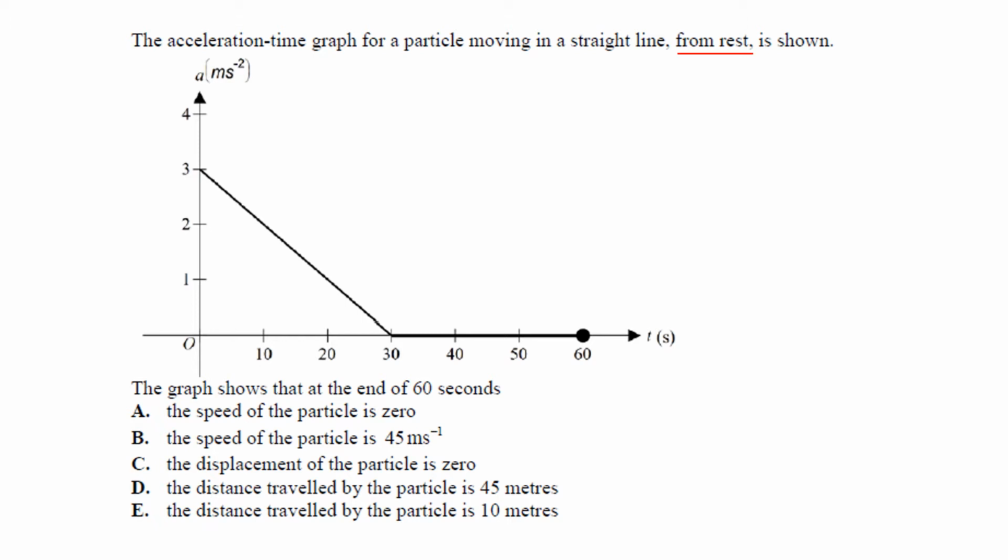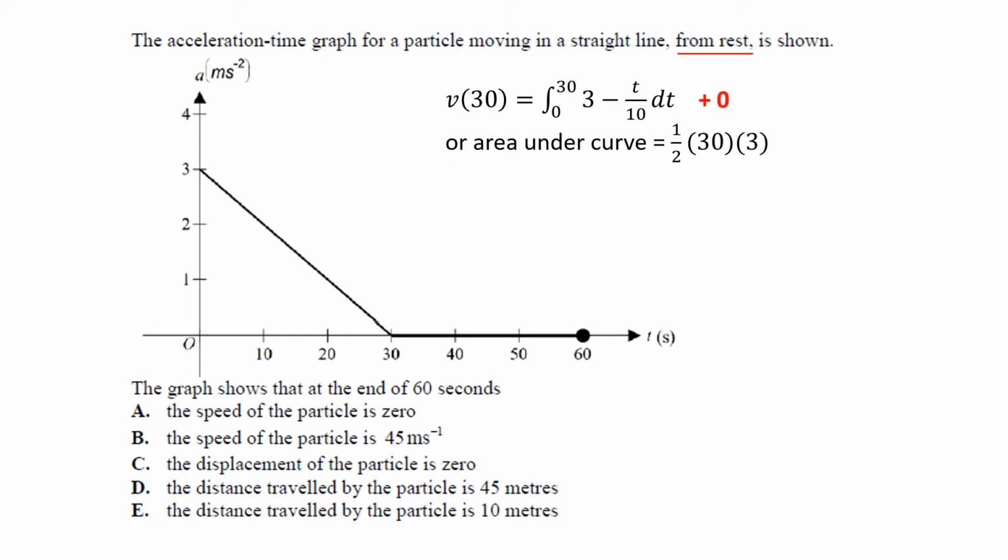So a couple of ways we could go about it. We could use our calculus. We could get a rule for that straight line. C is 3, gradient is minus 1/10. We can integrate from 0 to 30. And of course, plus 0 is just emphasizing the fact that it's starting from rest, or simply half base times height, and of course, leading to the answer that is B.